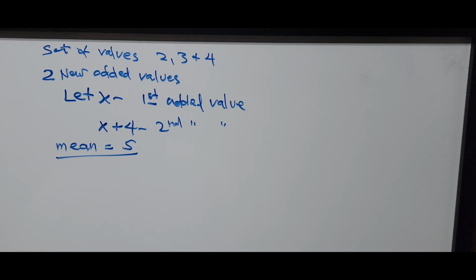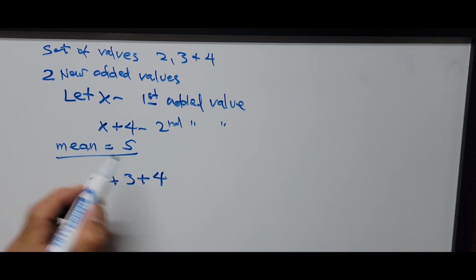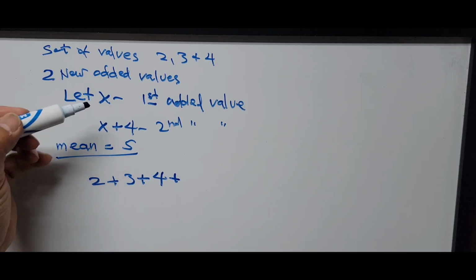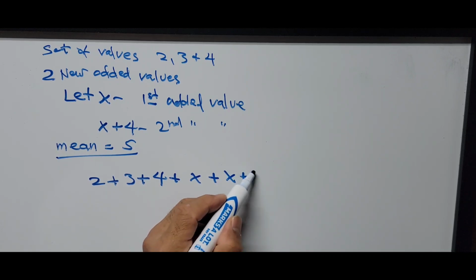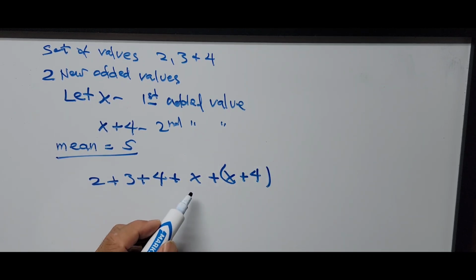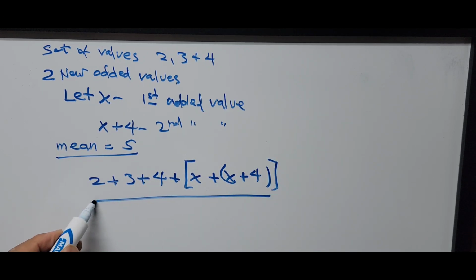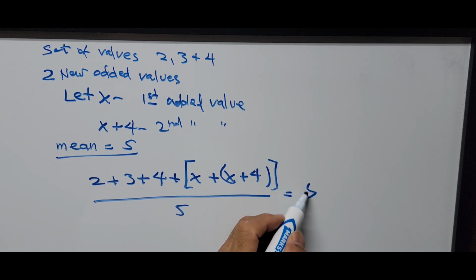Finding the mean simply means getting the average of those values. So we add this up. That is now 2 plus 3 plus 4 plus the new values, x and x plus 4. Those are the 2 added values. So divided by how many values? 1, 2, 3, 4, 5. So this divided by 5. And this is equal to the mean, so the average.